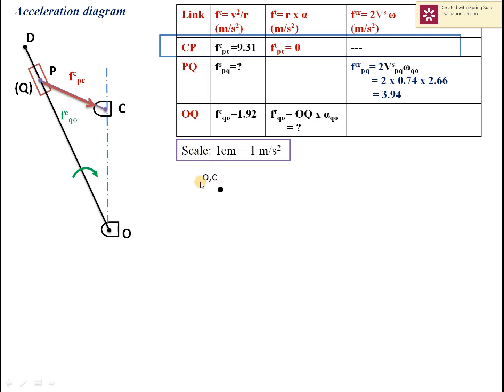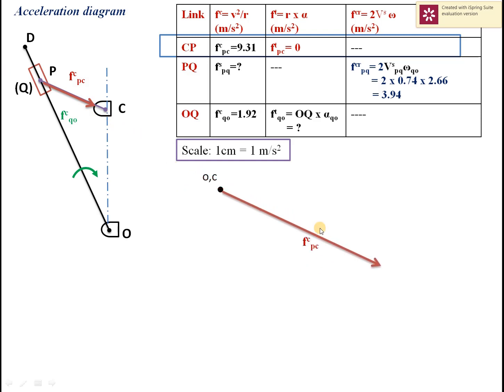Now in the acceleration polygon we have points O and C with us, and the centripetal component of P relative to C will start at point C or will end at point P. So we have point C in the acceleration diagram. So we will start the vector FCPC at point C in the given direction. That is, I will draw a line of 9.31 centimeters in this direction starting at point C.